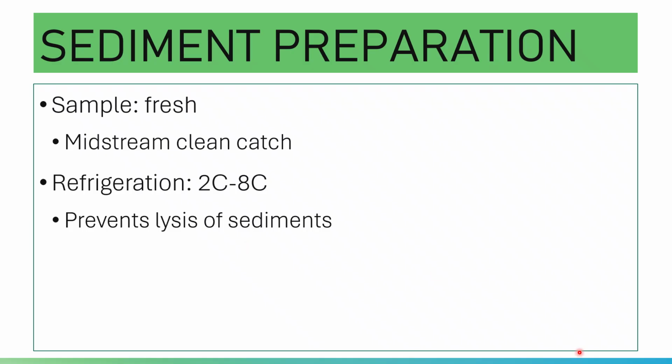Again, as I said earlier, the sample must be fresh. Examine a freshly collected sample. As for the manner of collection, midstream clean catch. Midstream collection is recommended for females to reduce contamination from vaginal elements. Usually you have a lot of epithelial cells and other contaminants in females who do not perform midstream clean catch.